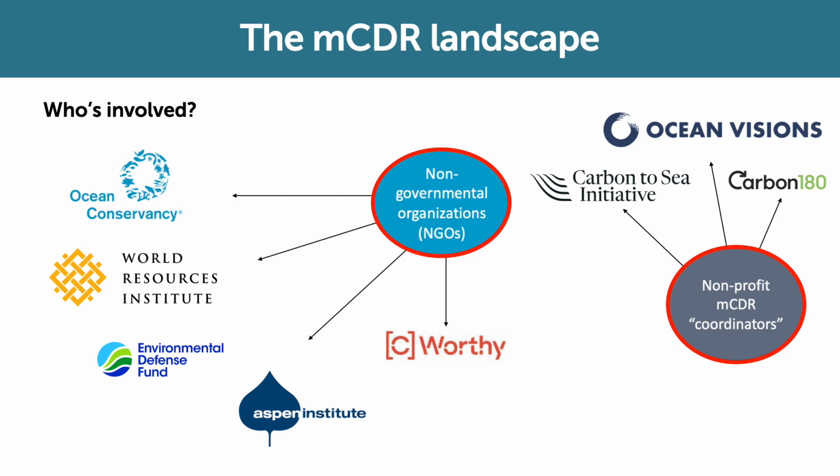NGOs active in the mCDR space include the World Resources Institute, Ocean Conservancy, Environmental Defense Fund, and Aspen Institute, which are largely focused on advocating for environmentally and socially responsible mCDR. Other nonprofits like Seaworthy are focused on monitoring, reporting, and verification, or MRV, to ensure that carbon removal is real and verifiable. A handful of nonprofit organizations, which we're calling mCDR coordinators, provide coordination, funding, and work on enabling conditions for mCDR activities.